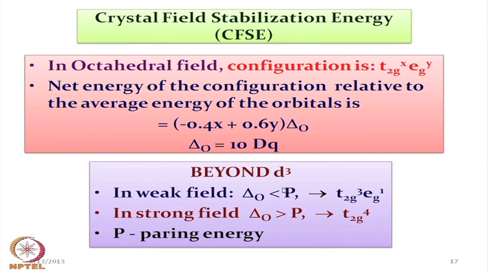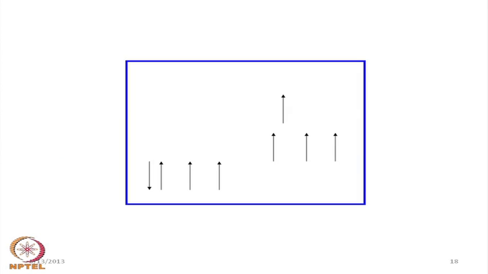And we have seen that beyond d3, when we have the d4, d5, d6 and d7 situation, we have seen just now that in the weak field case delta is less than P, and in the strong field case delta is greater than P. We have the t2g4 configuration compared to the t2g3 eg1 configuration, where the P term, the pairing energy, we have also considered, which will control the corresponding spin state.